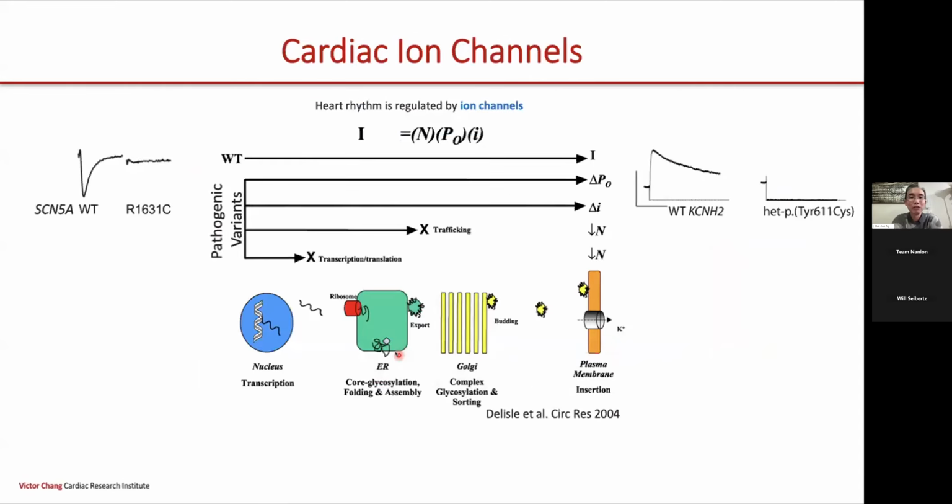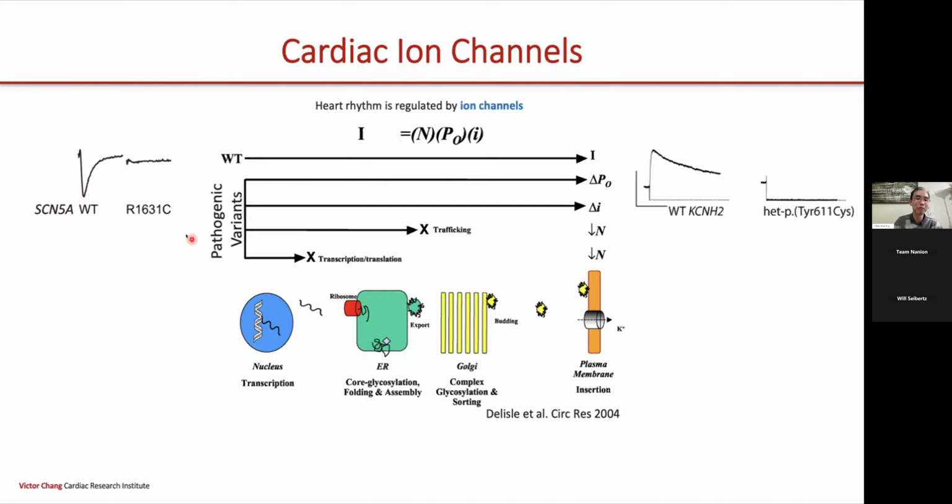So let's get into cardiac ion channels. Our heart rhythm is regulated by different ion channels. This is just to illustrate that: I means current, and amplitude is the number of available channels multiplied by the probability of opening and the conductance. So this gives you the output, such as what we measure here for the sodium current. This amplitude will represent the function.